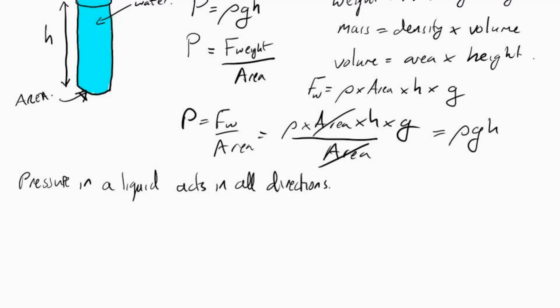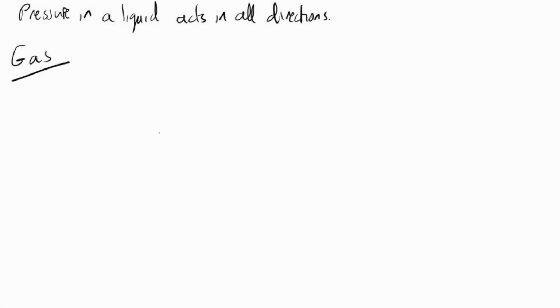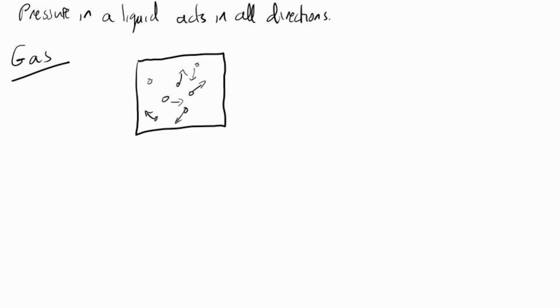Now, let's have a look at gas and see how it behaves. So, pressure from a gas. Let's take a container of some sort. Here we go. If I fill it with molecules of gas, there we go, put a few more in there, they'll be moving in all directions at varying speeds. They'll have an average speed, of course. Now, what happens when these molecules reach the wall is they hit the side and bounce off.